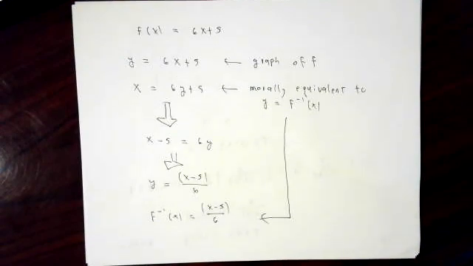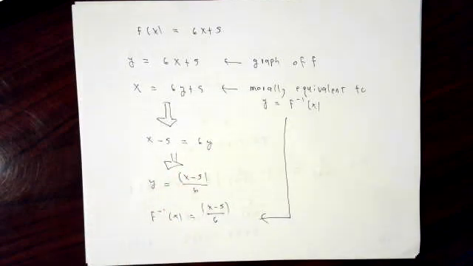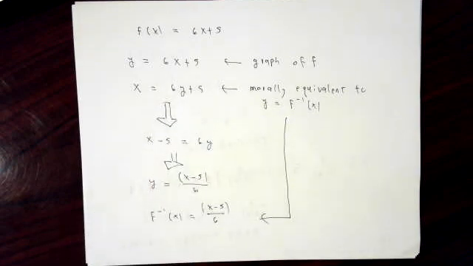Suppose f of x is 6x plus 5. I want to find a formula for the inverse function. If I write down the equation y equals 6x plus 5, that's literally y equals f of x. That represents the graph of function f. If you interchange the x and the y coordinates, that becomes x equals 6y plus 5.